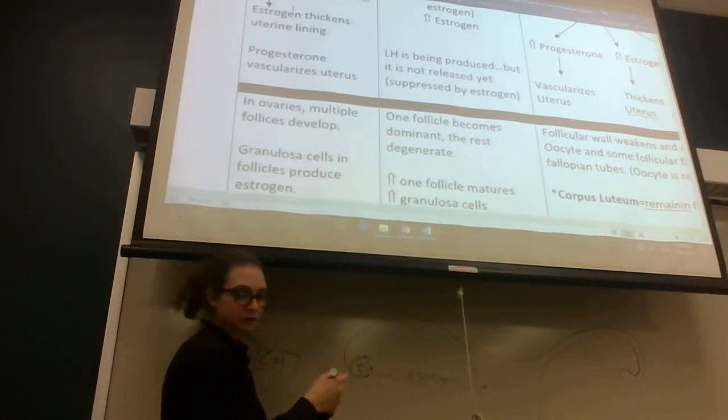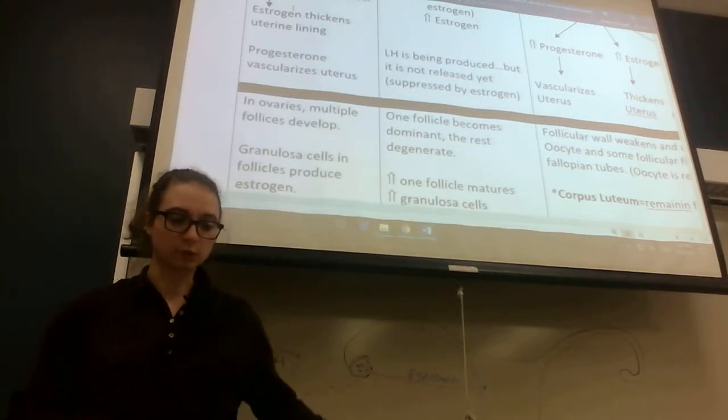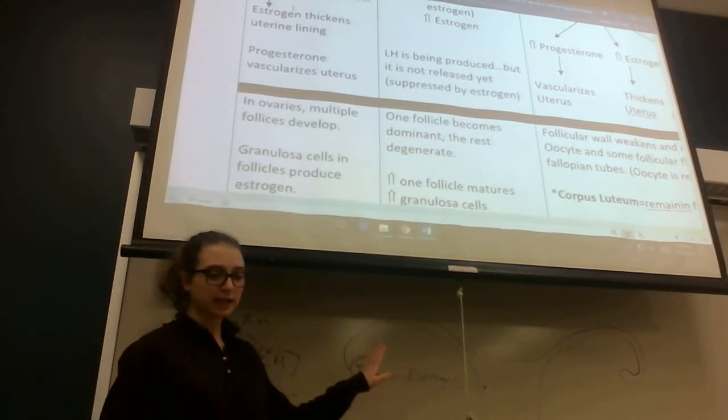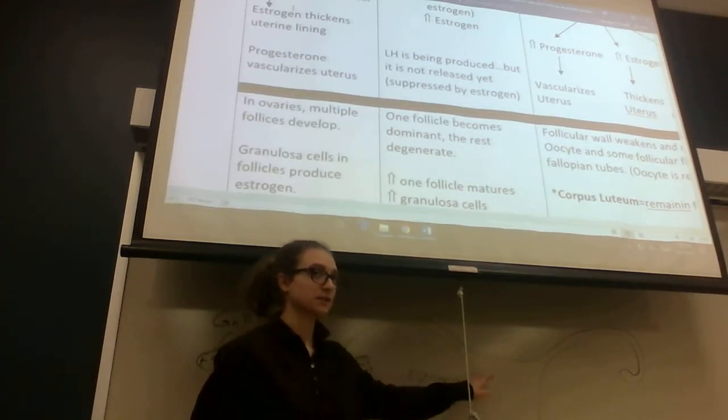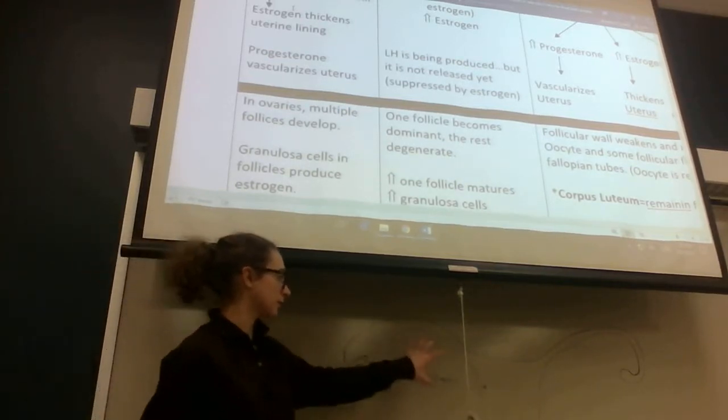So during this process in the ovaries, multiple follicles are going to develop. The granulosa cells are going to produce estrogen. Estrogen will then affect the uterus. So we're going from hormone to ovary to uterus.